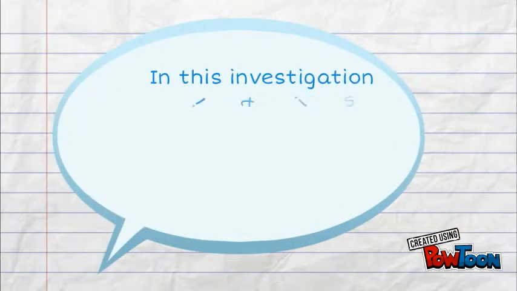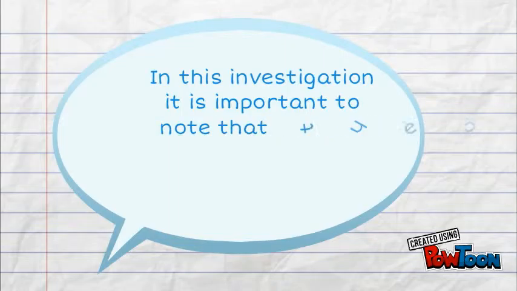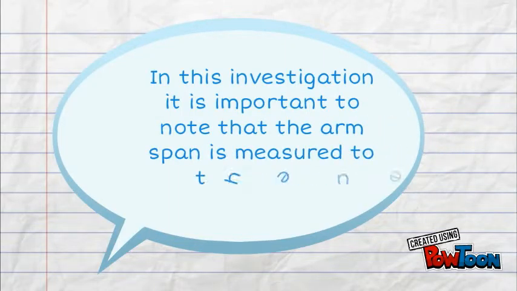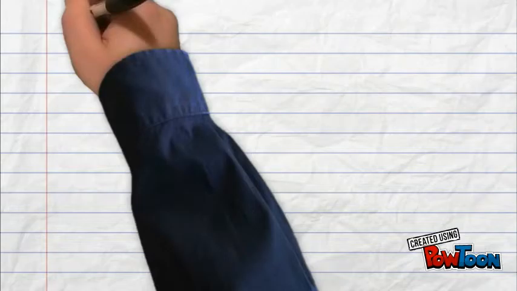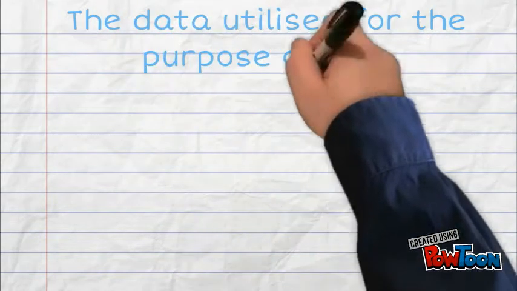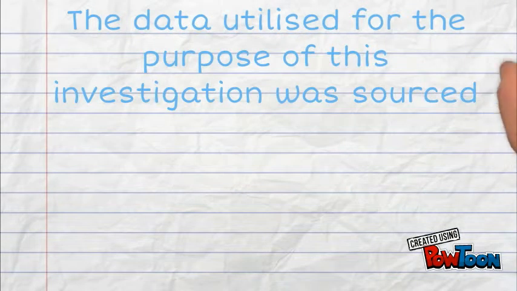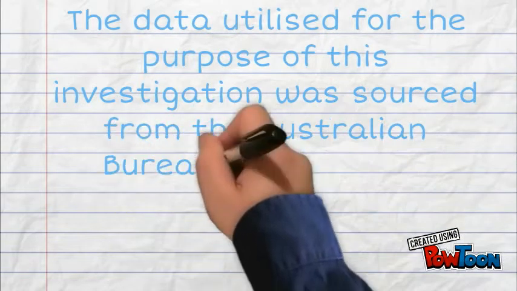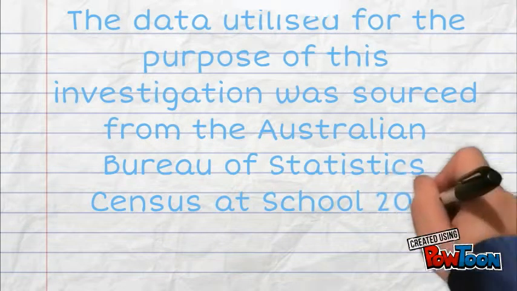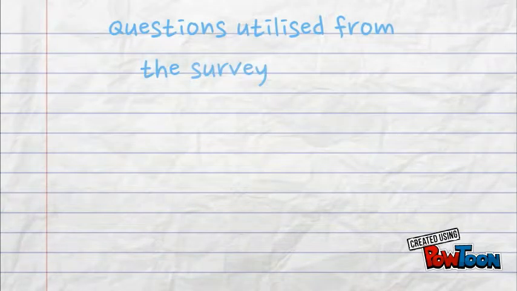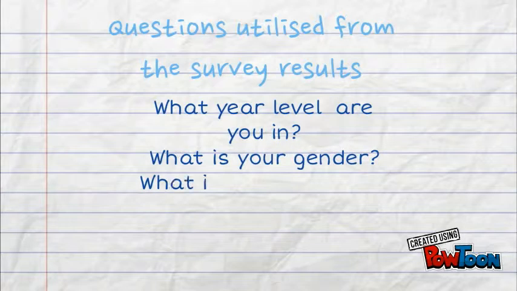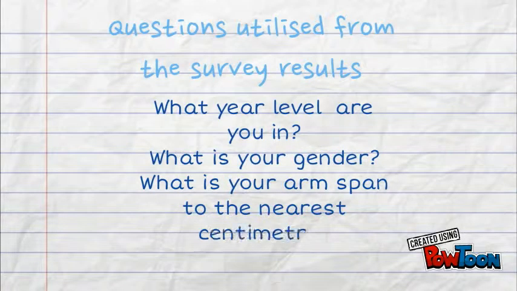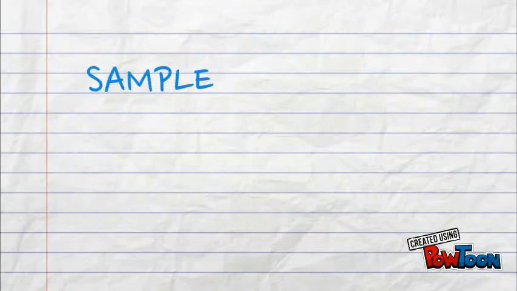Throughout this investigation, it's important to note that the arm span has been measured by the students to the nearest centimetre. Therefore, to add fluidity, I have continued to use the metric unit of centimetres. The data utilised was sourced from the Australian Bureau of Statistics Census at School 2014 questionnaire. To answer the question regarding whether males or females have a greater length arm span, the year level of students, their sex, and their arm span was crucial.